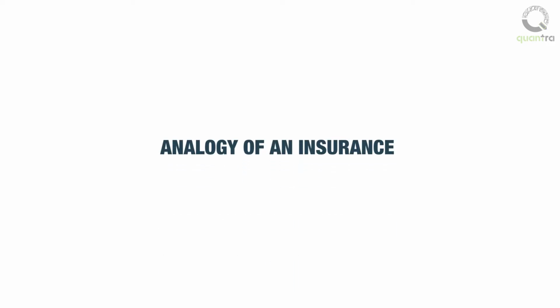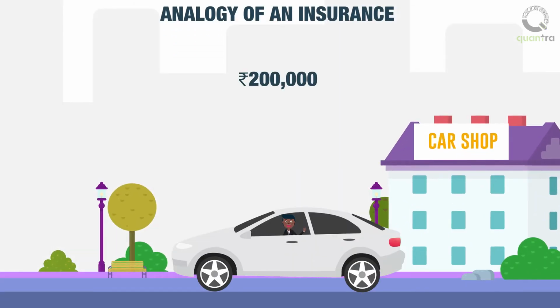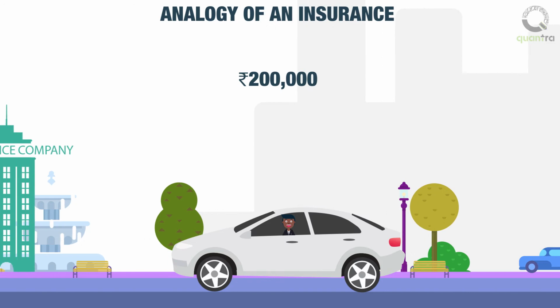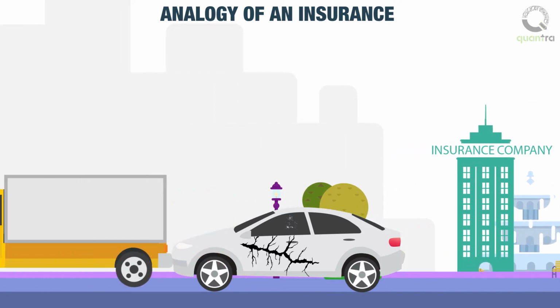For a better understanding, let us use the analogy of an insurance for a put option. Suppose John buys a car worth 200,000 rupees. John goes to an insurance company and buys an insurance for the car. He pays a premium of 25,000 rupees to insure the car for a year. Let's say he met with an accident and the car was completely damaged. Now, he opts to claim for the damages and in turn receives the insured sum of 200,000 rupees from the insurance company.